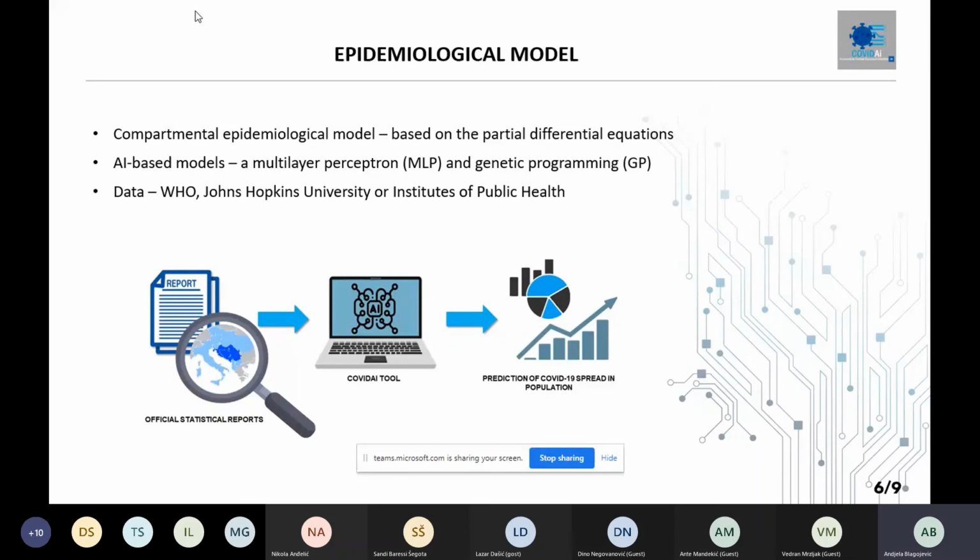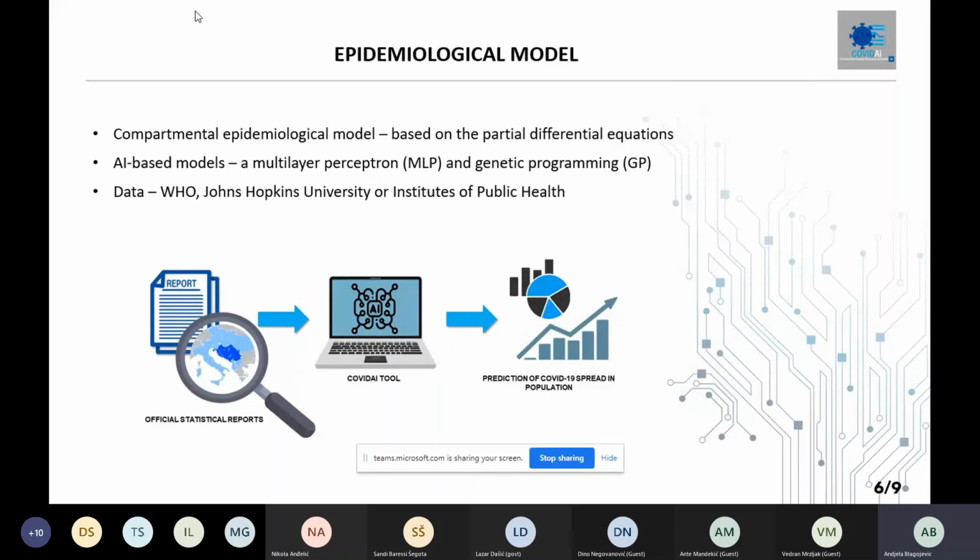Next is the epidemiological model. So we developed 3 models. The first is based on partial differential equations, and the second and third ones are based on artificial intelligence. The second model is MLP, multi-layer perceptron, and the third one is based on genetic programming, GP.